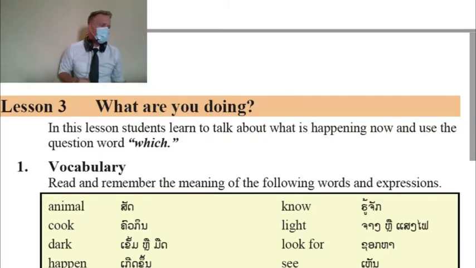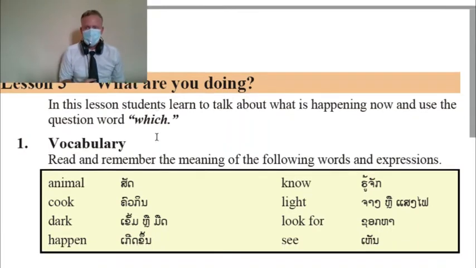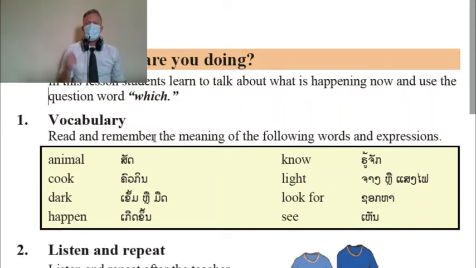Okay, page 129, lesson 3, unit 10. What are you doing? Now, if you can remember, we practiced this one many times in class. ING just means present continuous tense, right? So let's take a look at the excerpt. In this lesson, students will learn to talk about what is happening now and use the question word which. So let's forget about that and go over the vocabulary first.